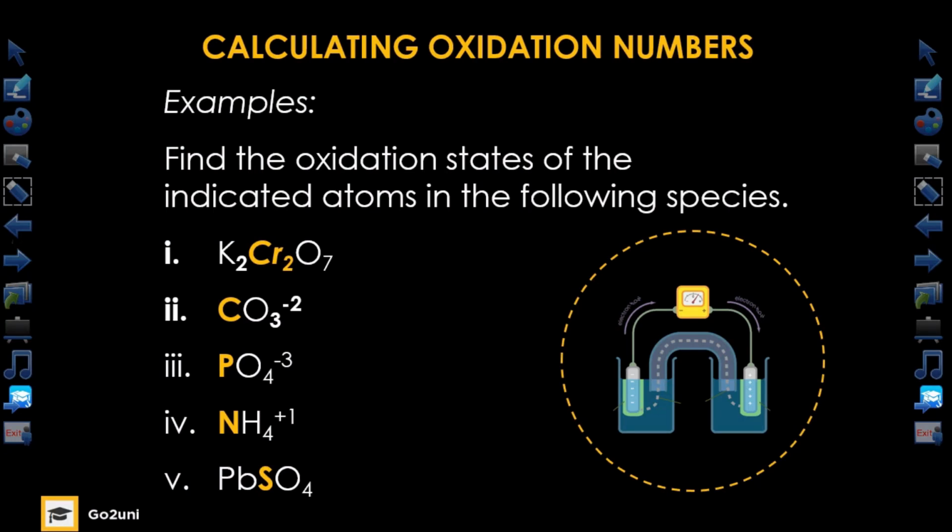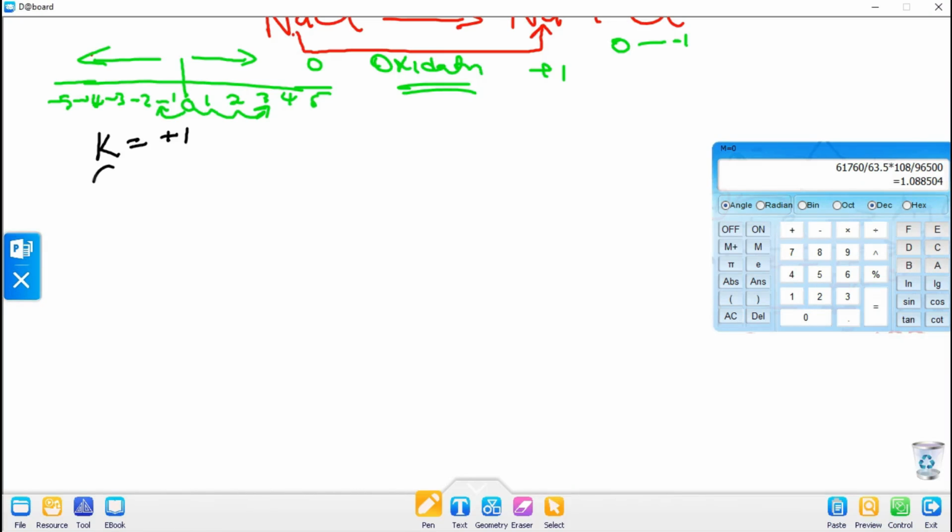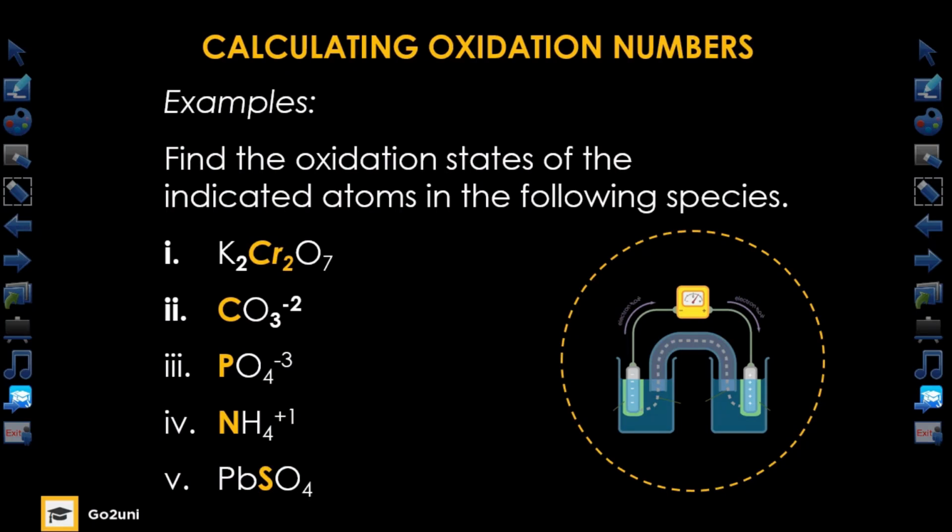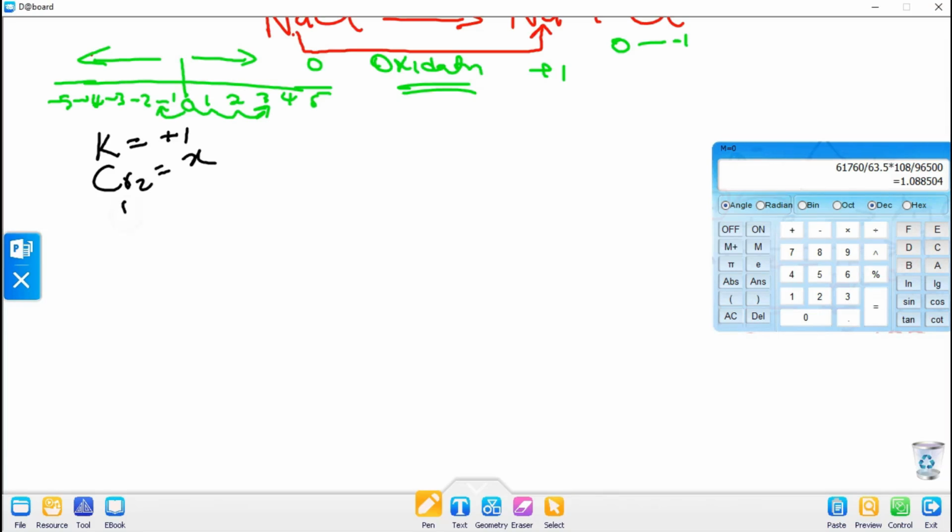Chromium is what we are looking for. There are 2 chromiums there. We don't know the oxidation state of chromium, so we are going to put it as X. Then oxygen, the oxidation state of oxygen is -2. By the time I have solved 2 or 3 questions, you will get to know that the oxidation state of oxygen is -2, potassium is +1, chromium is unknown.